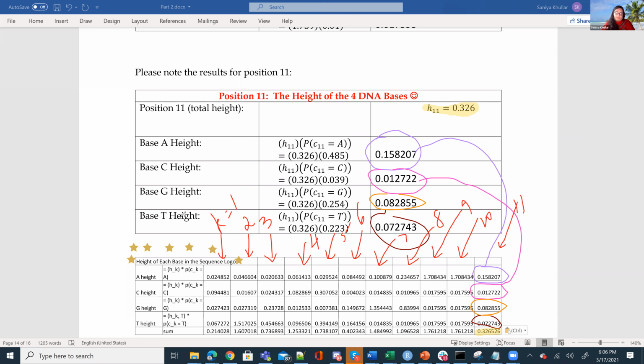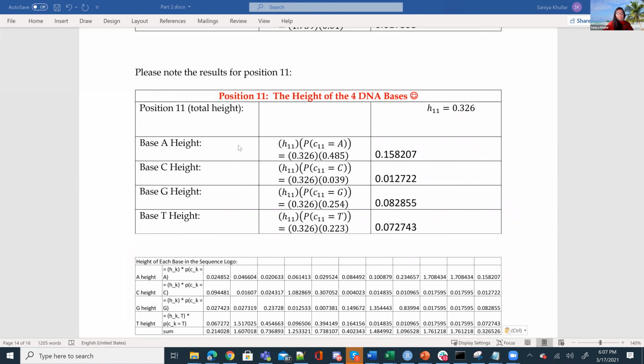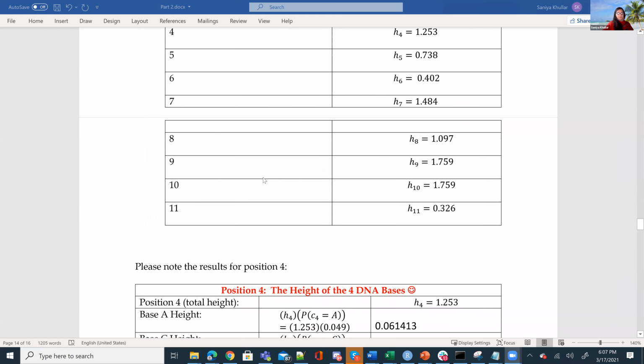I hope that this makes more sense. And then this is what you do for position 11. So for position 11, these are the heights that we have, and these will be the heights that you'll expect right here. For the 10th one, these will be the values you got from there. Let me also bring down the probability weighted matrix.